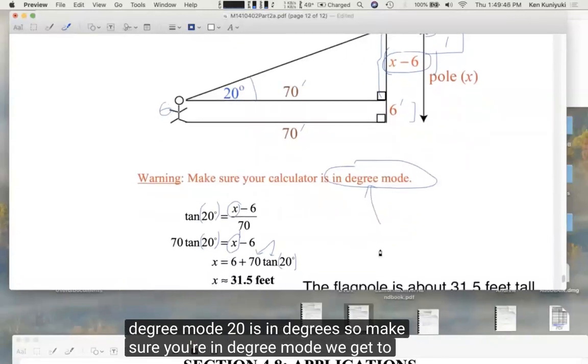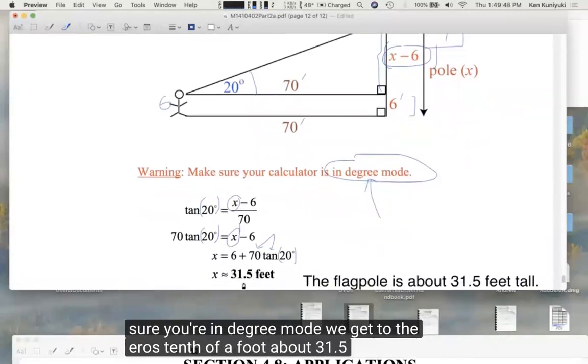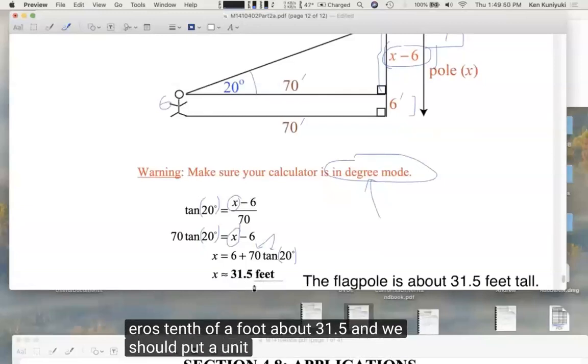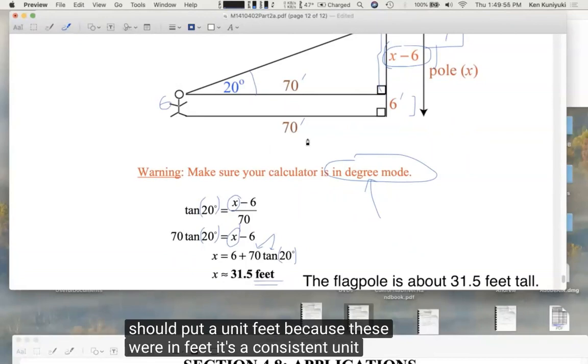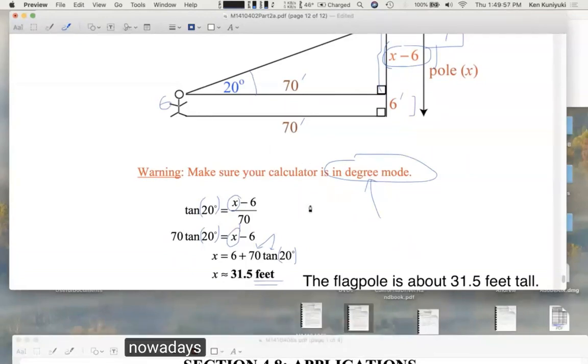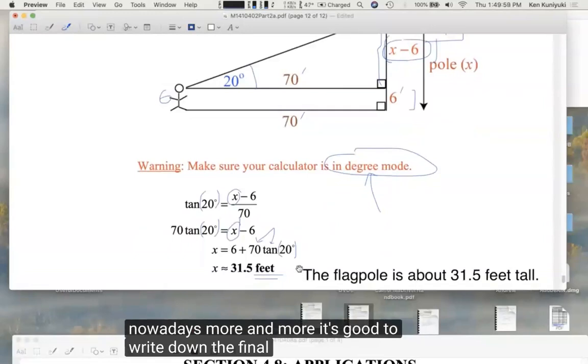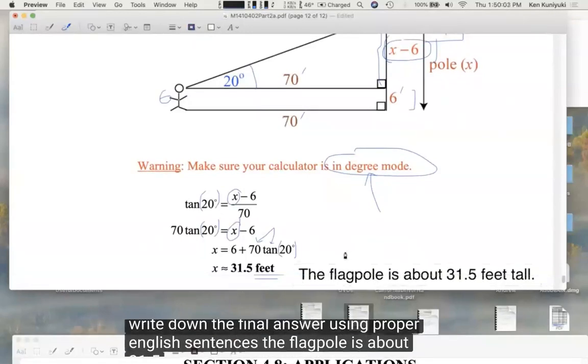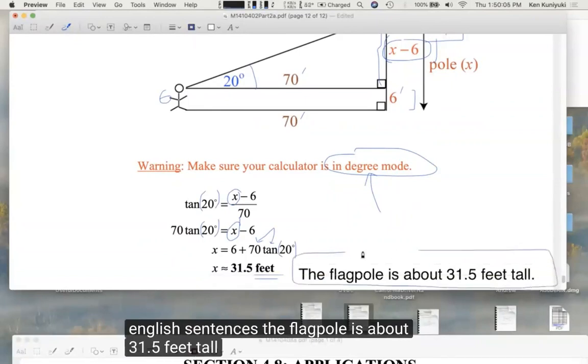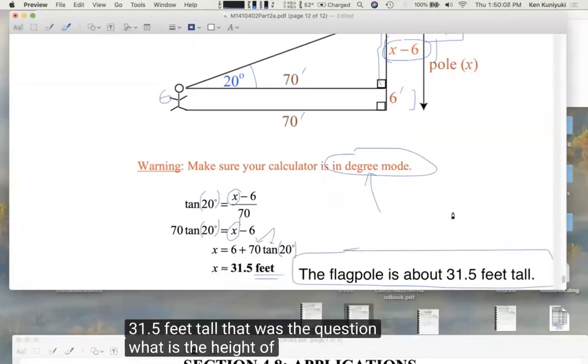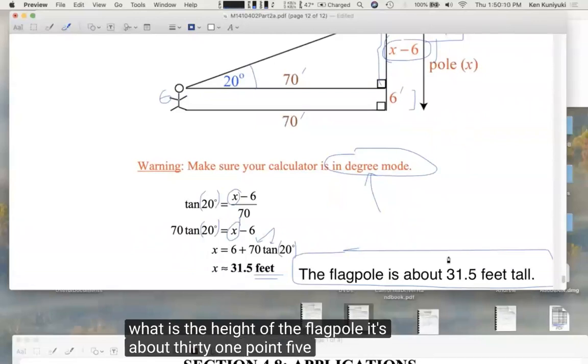We get, to the nearest tenth of a foot, about 31.5, and we should put a unit, feet, because these were in feet. It's a consistent unit. Nowadays, more and more, it's good to write down the final answer using proper English sentences. The flagpole is about 31.5 feet tall. That was the question. What is the height of the flagpole? It's about 31.5 feet tall.